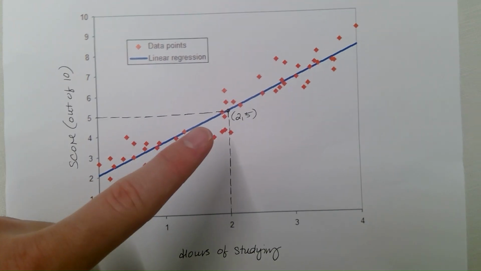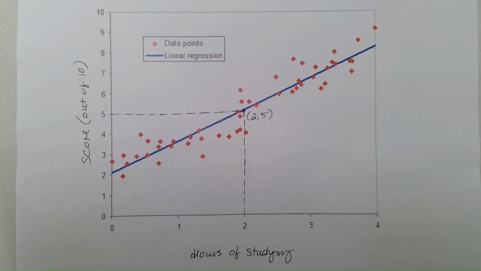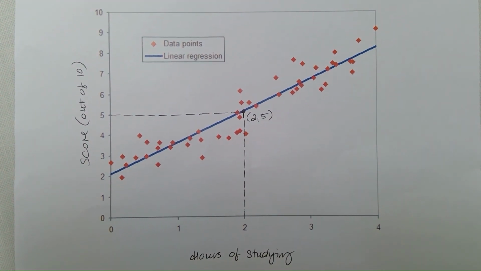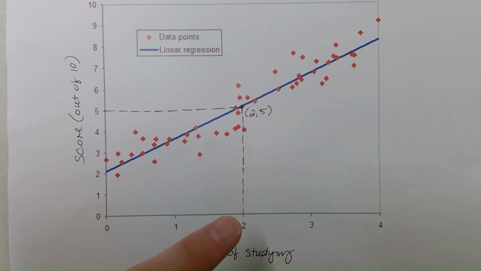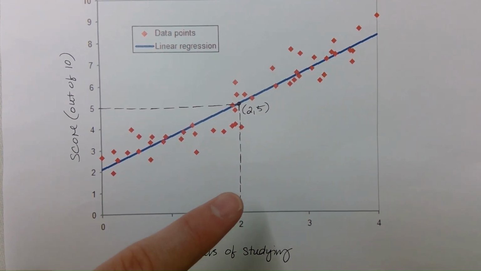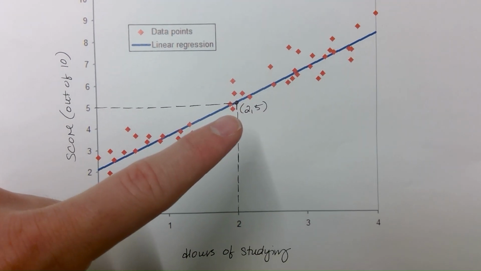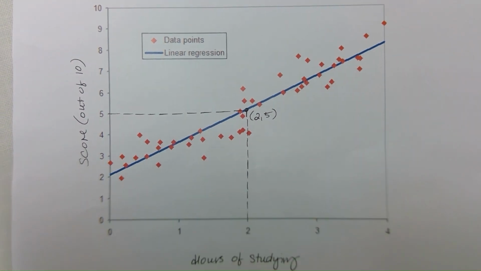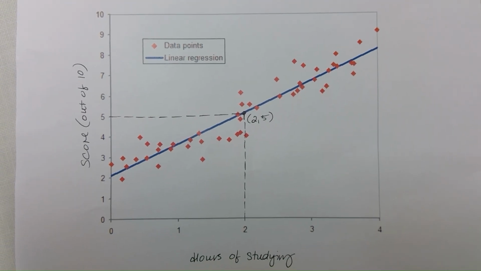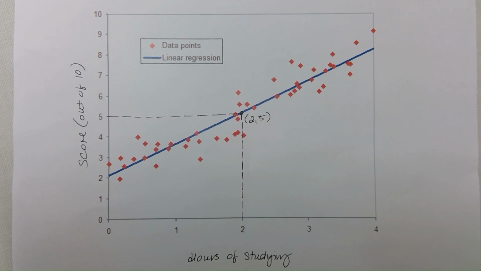The slope, or the steepness of the line, tells us the rate of change. In the context of this graph, we can see that after about 2 hours of studying, the students' average score climbed from 2 out of 10 to 5 out of 10. This may be an unrealistic example, but it illustrates the concept very well nonetheless.